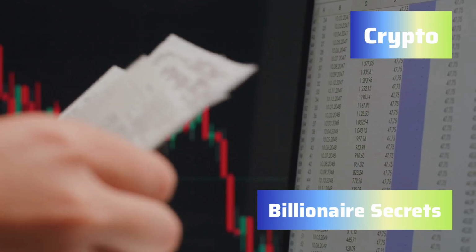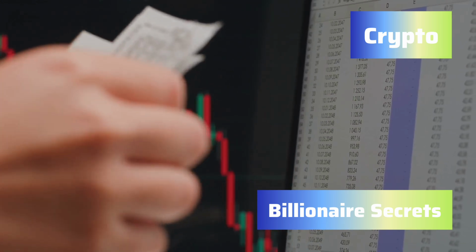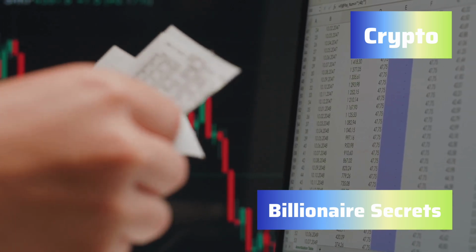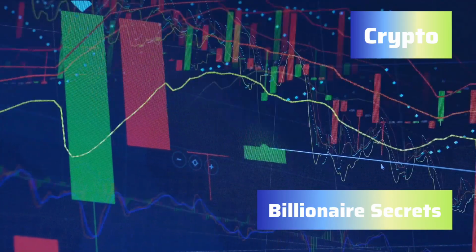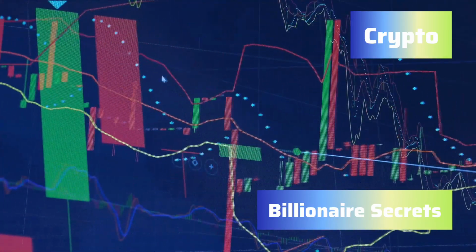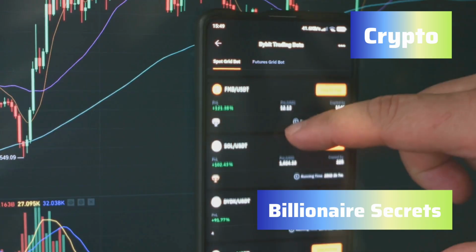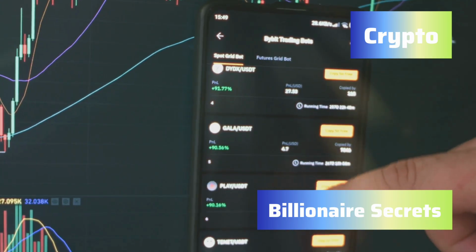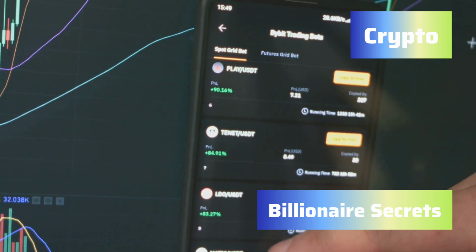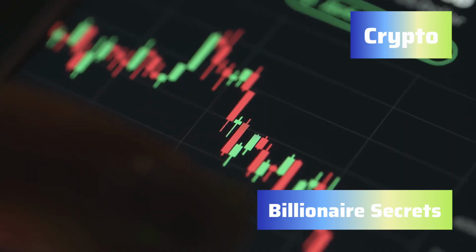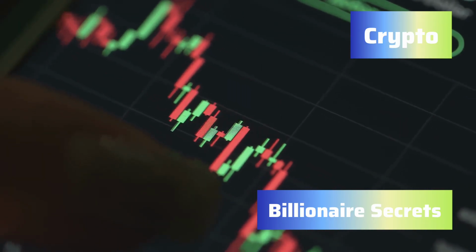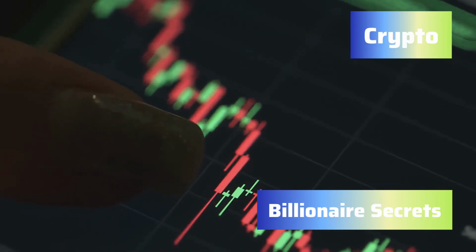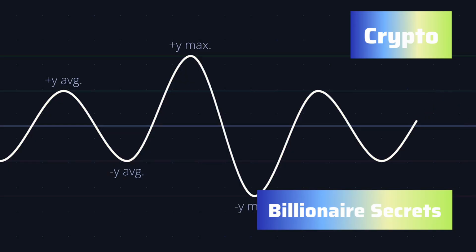It's basically a floor where buyers see value and start buying, which overwhelms the sellers and pushes the price up. The more times the price hits this floor and bounces off, the stronger that support level is considered to be. It's like a historical price point where the market has decided, nope, we're not letting it get any cheaper than this. Identifying these floors can give you potential areas to consider buying, or at least to watch for a potential trend reversal. On the flip side, we have resistance.